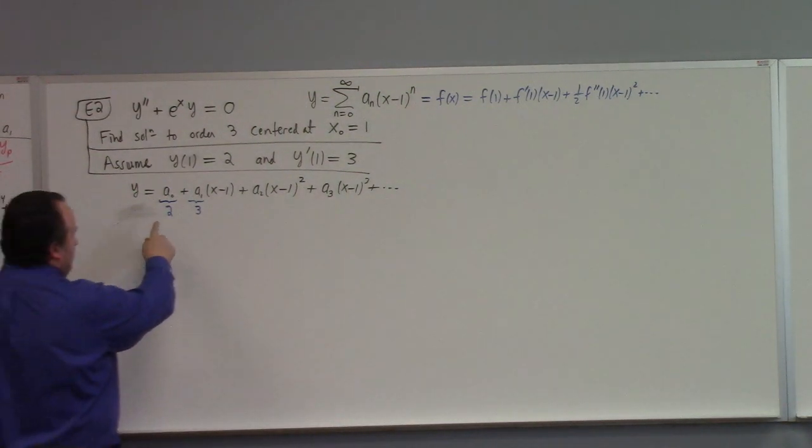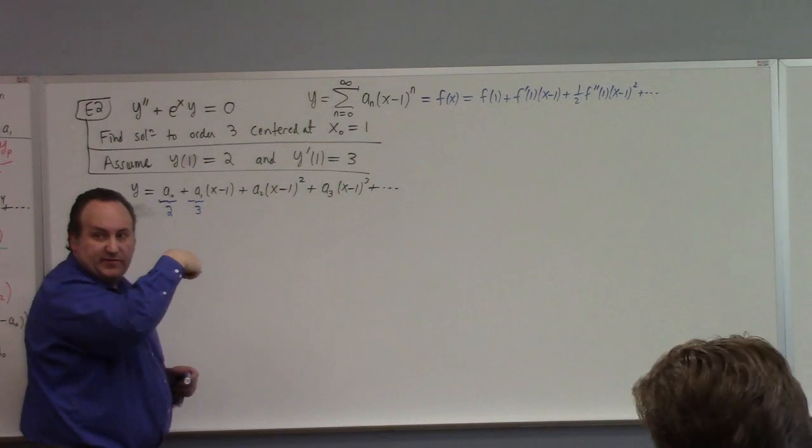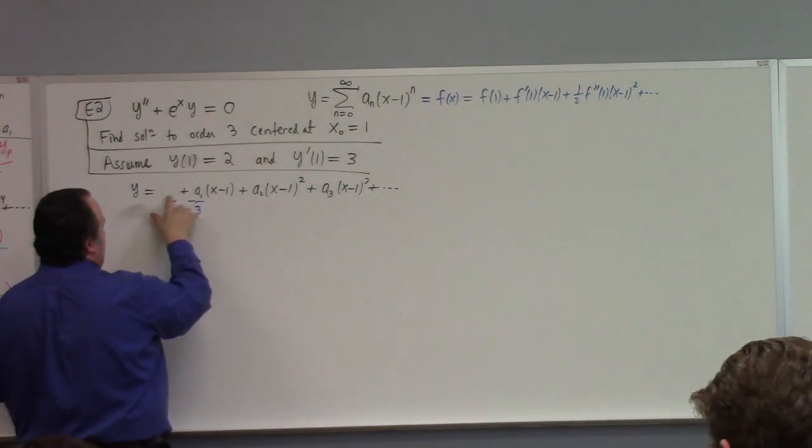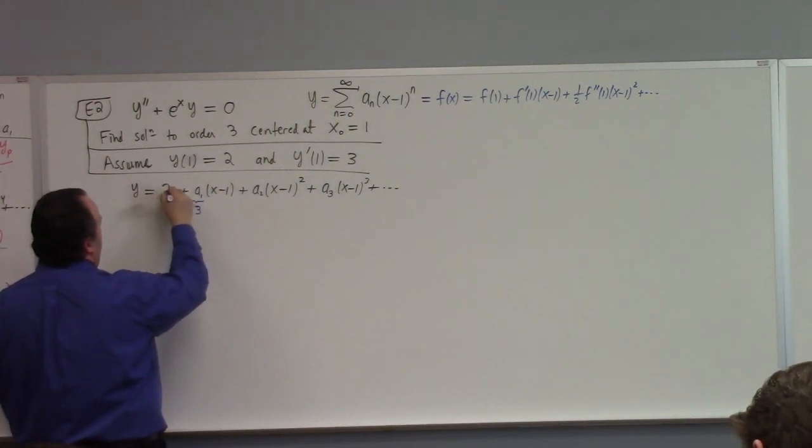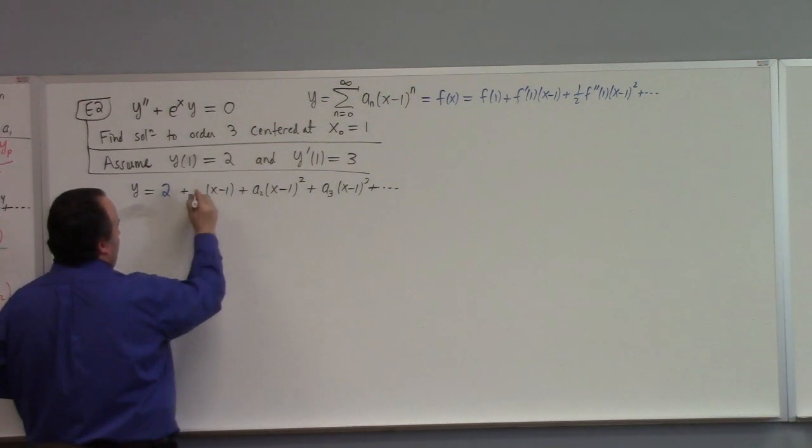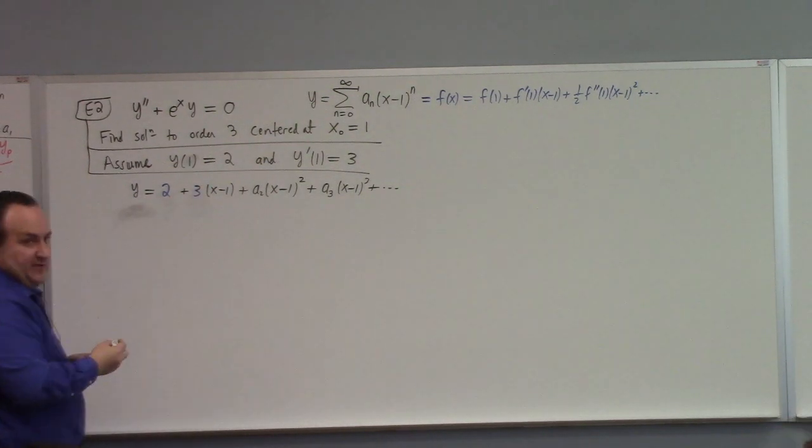So I know that this is a 2 and a 3. If you guys don't mind, I'm just going to erase and put 2 and 3 there. Save myself some writing. So I got a 2 here. And I've got a 3 here. All right. Now let's differentiate.